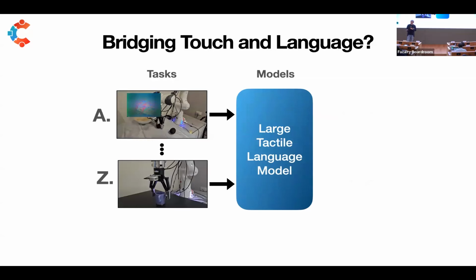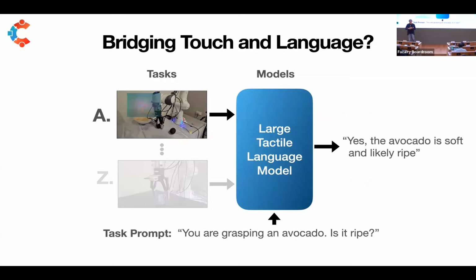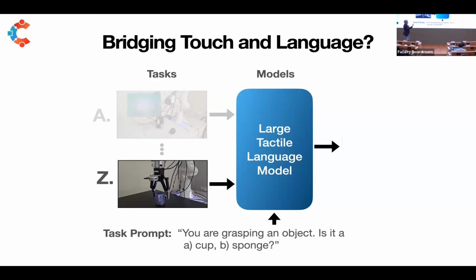But what you can do instead is to build one model for all these different tasks, and instead of switching between models, you just change the task prompt, which is what you would do with ChatGPT, for example. You change the task prompt, and then the model outputs the right output given the context. So in the case of an avocado, it would detect whether it was ripe or not. And if you're detecting what object it is, then it would try to classify the type of object.